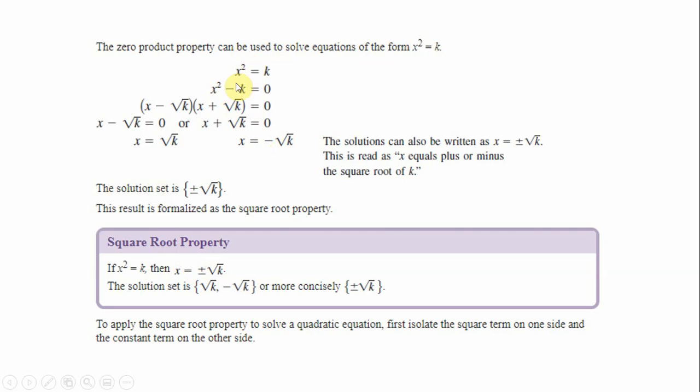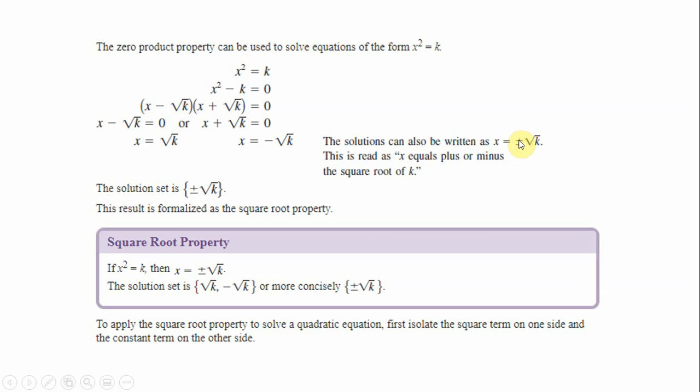X squared minus k is equal to 0. Then I see this as the difference of two squares. This may not even be a true square, but I can take the square root, and that gives me the solution. X minus square root of k, x plus the square root of k, plus and minus conjugates here, give me the difference of two squares. That's equal to 0, then either this one or this one could be equal to 0. So it gives me x is equal to square root of k, x is equal to negative square root of k. So I'm going to write this as x is equal to plus or minus the square root of k.